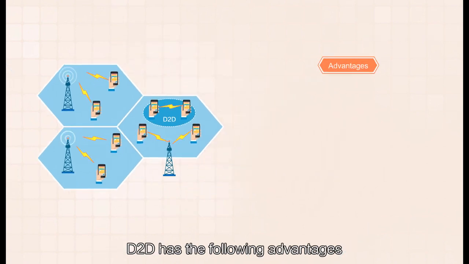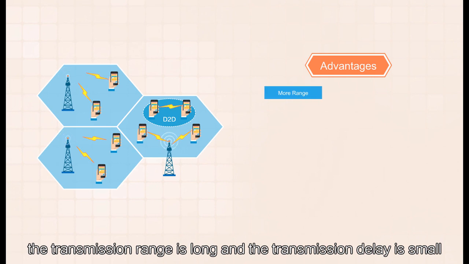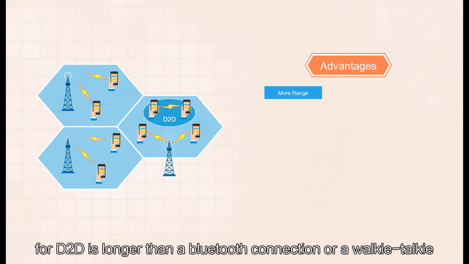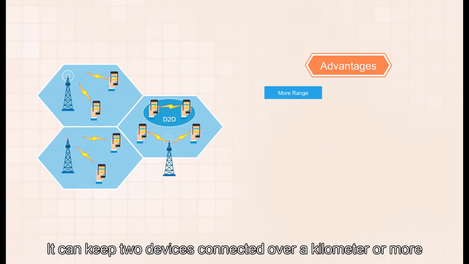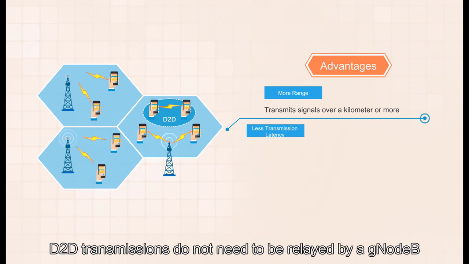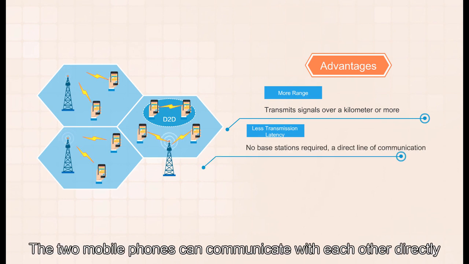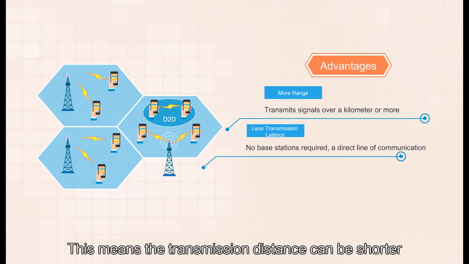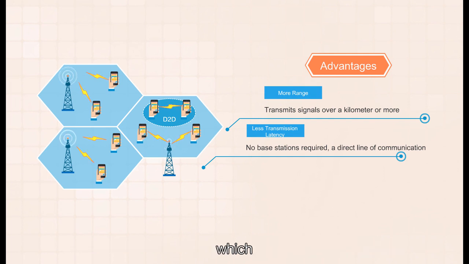D2D has the following advantages. The transmission range is long and the transmission delay is small. The range for D2D is longer than a Bluetooth connection or a walkie-talkie. It can keep two devices connected over a kilometer or more. And transmission delay is small. D2D transmissions do not need to be relayed by a G-Node B. The two mobile phones can communicate with each other directly. This means the transmission distance can be shorter, which in turn means less transmission delay.